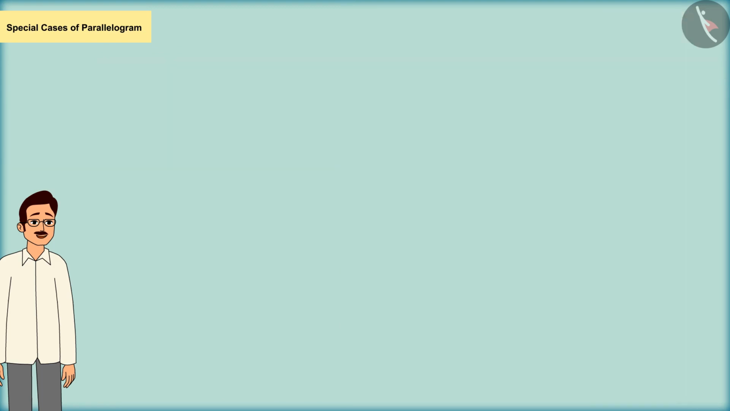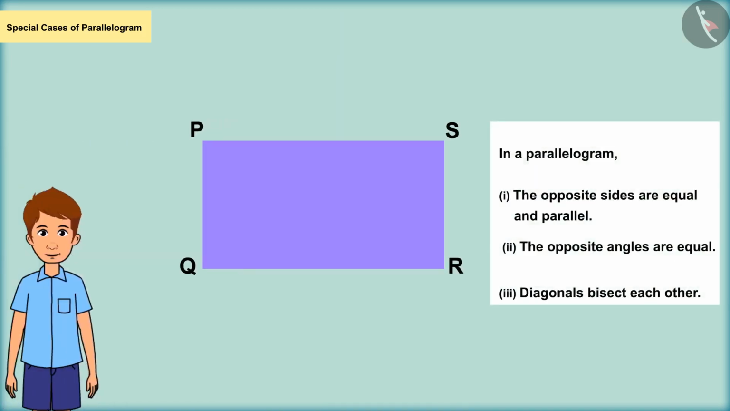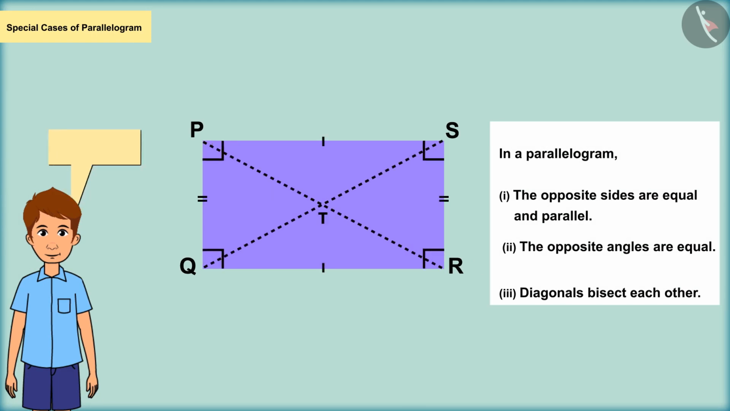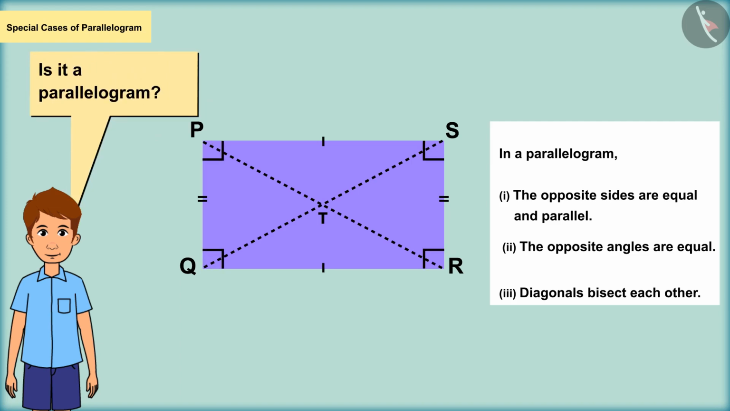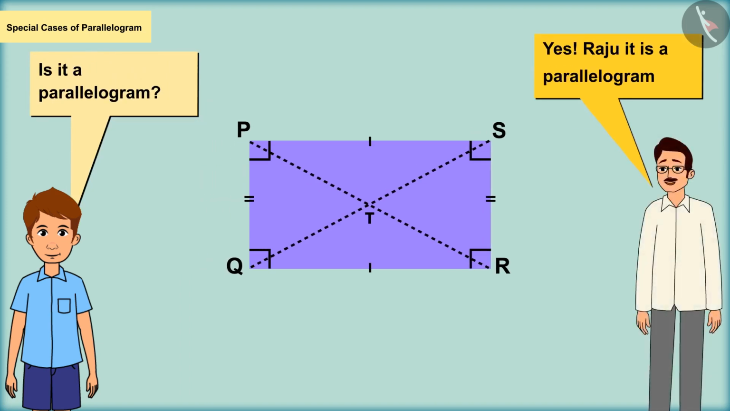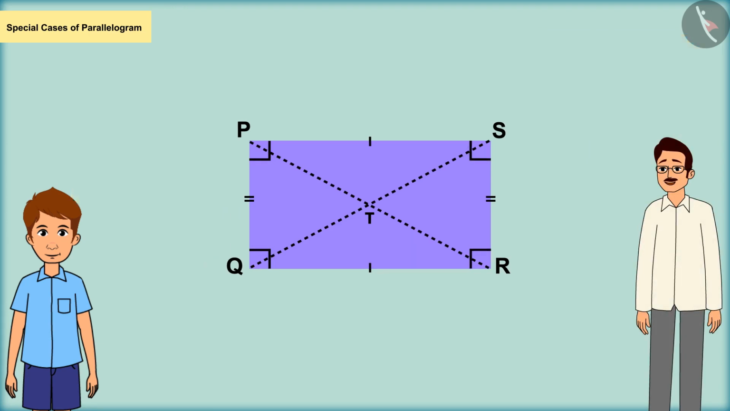Come on, Raju. Now discuss the figure you have made. Tell me, how did you make this shape? I have created this shape keeping in mind all the features of the parallelogram. But in this figure, I have drawn all the right angles. Is it a parallelogram? Yes, Raju, it is a parallelogram, but it becomes a special type of parallelogram because all its angles are right angles, and we call this particular parallelogram a rectangle.